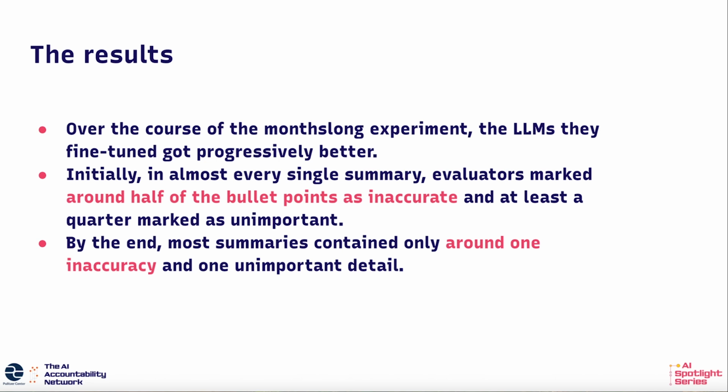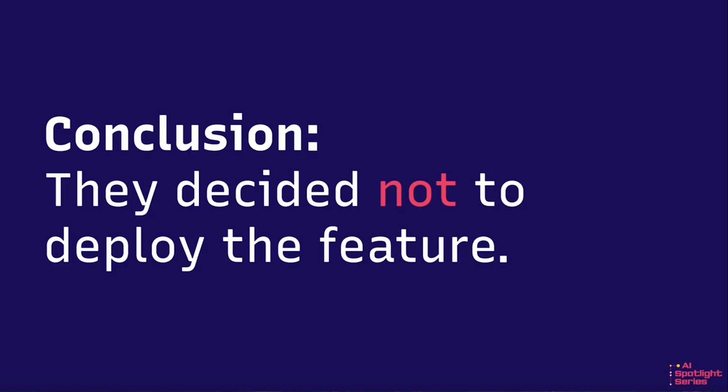Over the course of the months-long experiment, the large language models they fine-tuned got progressively better. Initially, in almost every single summary, evaluators marked around half of the bullet points as inaccurate and at least a quarter as unimportant. By the end, most summaries contained only around one inaccuracy and one unimportant detail. Conclusion: despite the dramatic progress, The Guardian decided not to deploy the feature.